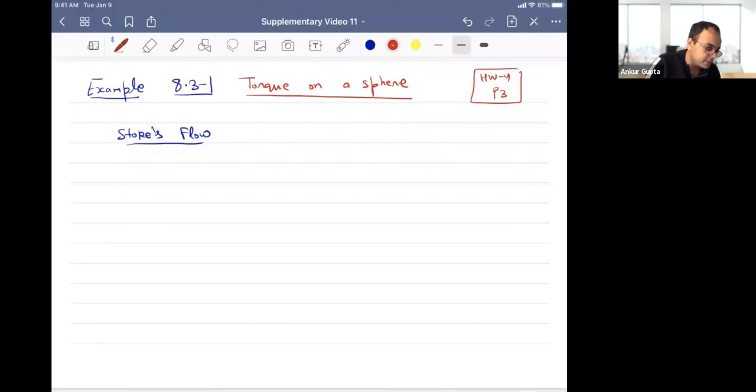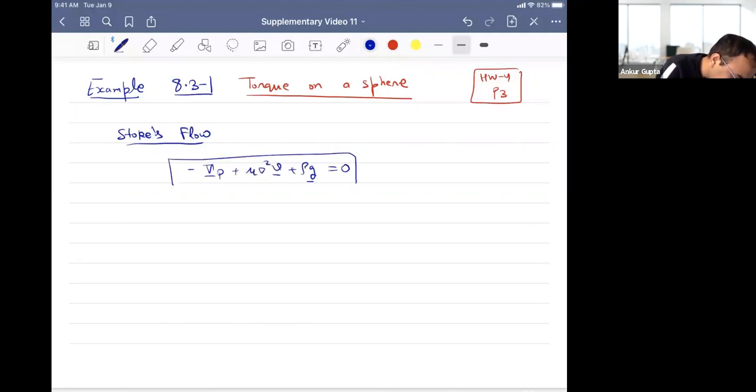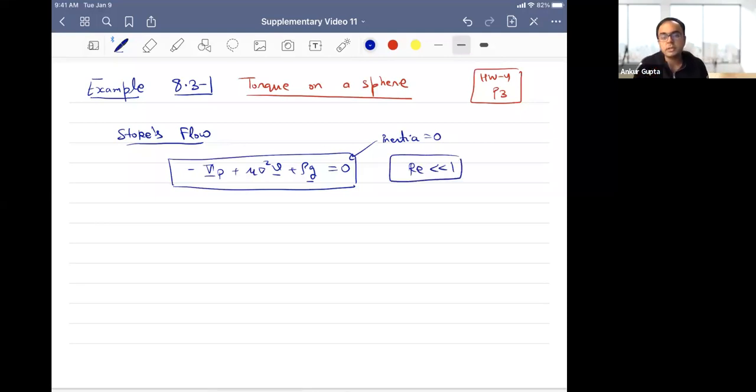So like we had discussed in class, the basic equation of Stokes flow is minus grad P plus mu del square V plus rho G is 0. Because the inertia can essentially be ignored. No inertia. Inertia is equal to 0, and the Reynolds number is much less than 1. This is what happens, that you can ignore inertia and solve the problem.